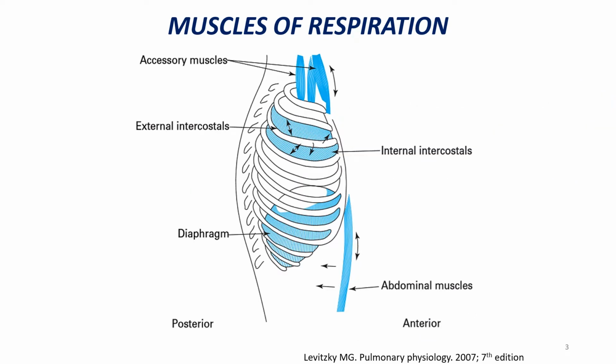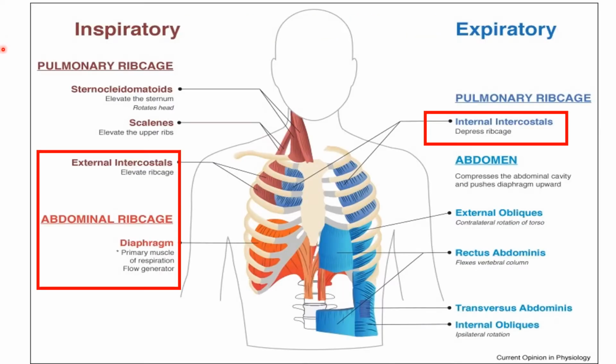Broadly speaking about the muscles of respiration, if you can see in the image, there are accessory muscles present, the external intercostal muscle present, you can see the directions, and the internal intercostal muscle, the diaphragm, and the other abdominal muscles. We'll revise these muscles again, but just to have a look. Now let's see inspiratory muscles and expiratory muscles.